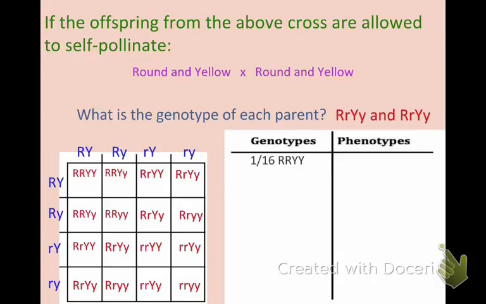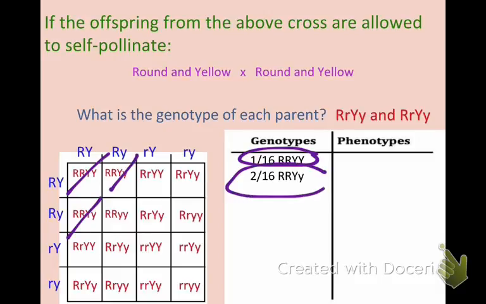So we have 1 out of 16 is big R, big R, big Y, big Y. 2 out of 16, so we can see this was 1. Here's our 1. Our 2 that are the same are big R, big R, big Y, little y.